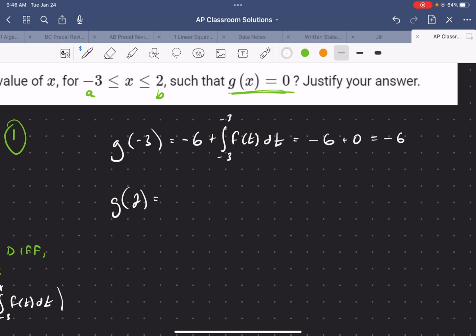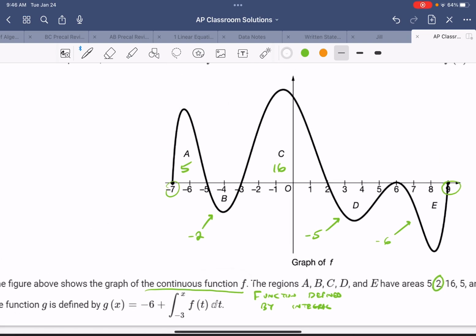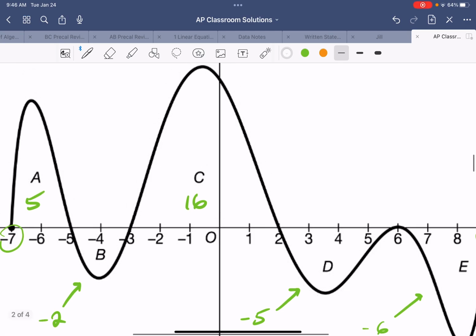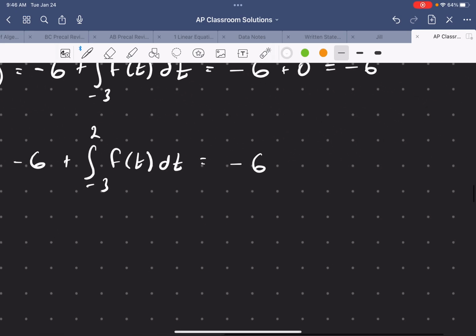And then if I plug in 2, I would have -6 plus the integral from -3 to 2 of f of t dt. So now I can figure out, well, what's the area under the curve of f between -3 and 2? Between -3 and 2, that's just 16. The area under the curve between -3 and 2 was given to us. That's c, which was 16. So that would be -6 plus 16, which would be 10.